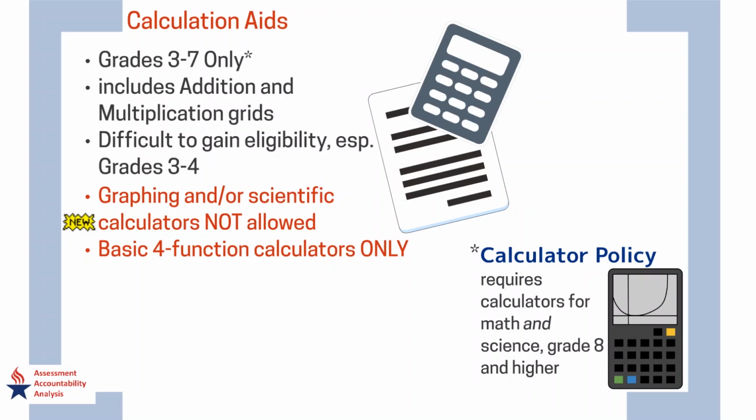Next, let's look at calculation aids, for which TEA has made a significant change for 2018-19. Remember that as of last year, calculators are required for all students taking math and science in grade 8 and above. For 2018-19, TEA stipulates grade 3 through 7 students receiving calculation aids as a support may only use basic 4-function calculators, not scientific or graphing calculators.